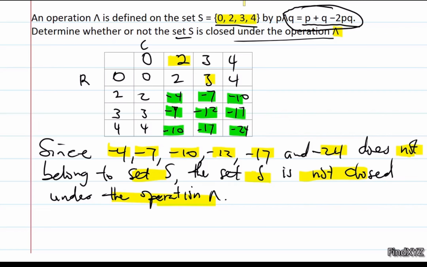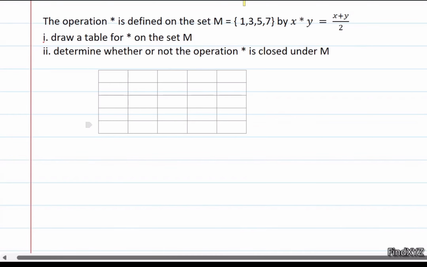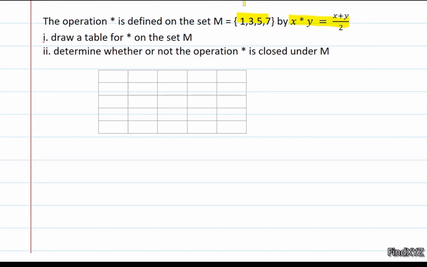Let's try our last example. In this example, the given operation star is defined on a set M, 1, 3, 5, 7 by the rule (x plus y) all over 2. The first task, draw the table for star on the set M and determine whether or not operation star is closed under M. Let's complete the table. Take note, you can only use the elements within the given set. When you are completing the table, for any pair of points, you are going to use the rule. So this is for x, this is for y.